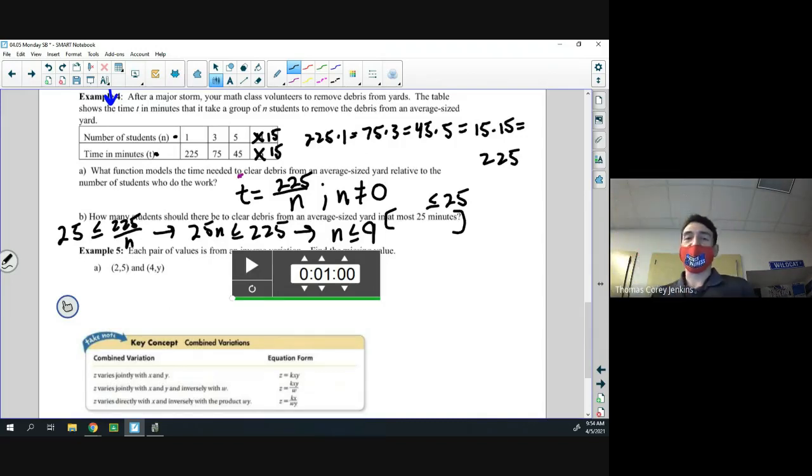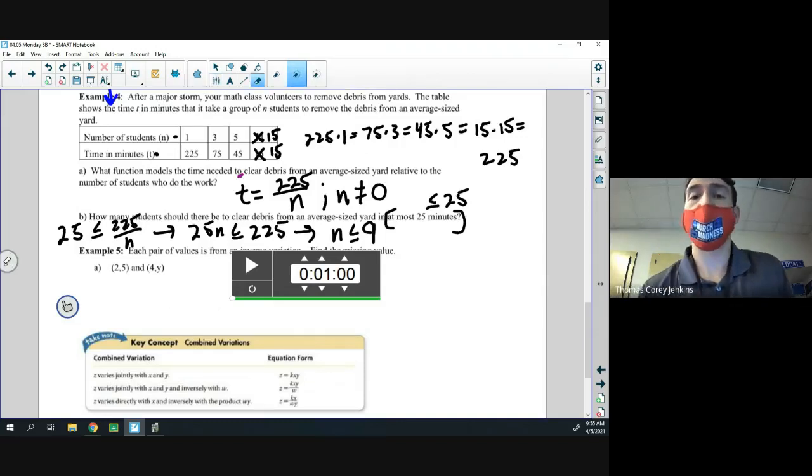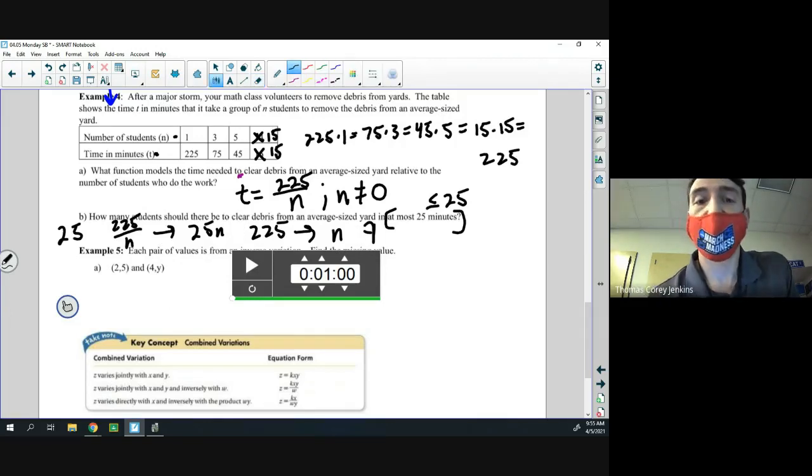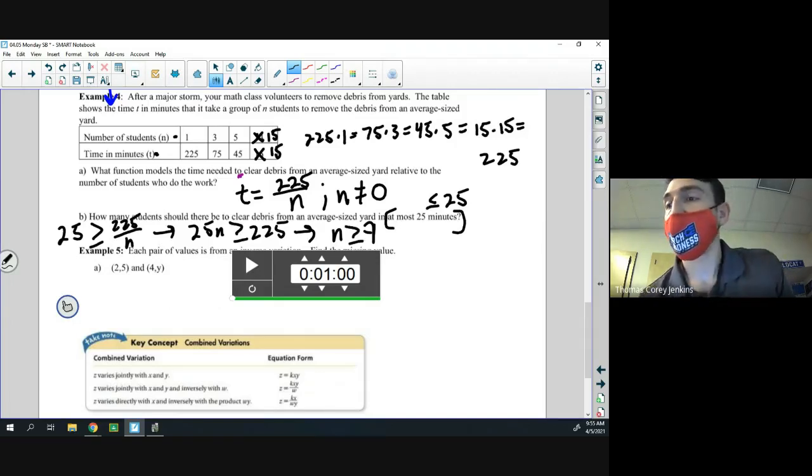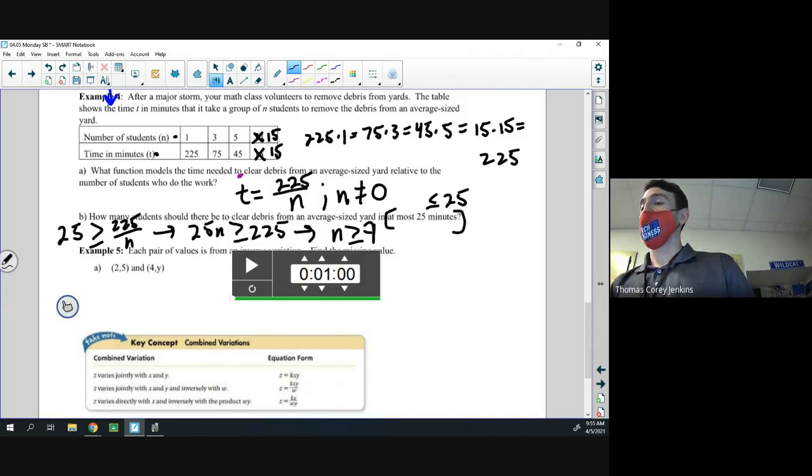I think I wrote the inequality symbol backwards there. It should be n is greater than or equal to 9, because more students would mean less time. So let me flip that around. Sorry about that. All right, so at the end of the day, we would need at least 9 students if we want to clean it up in 25 or fewer minutes. We'd need at least 9.